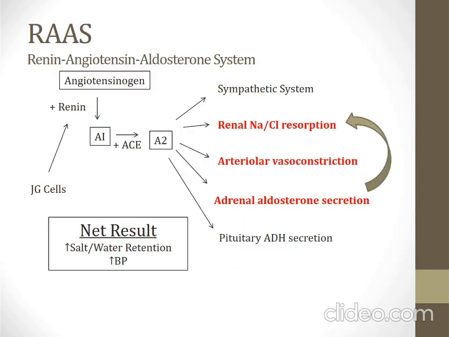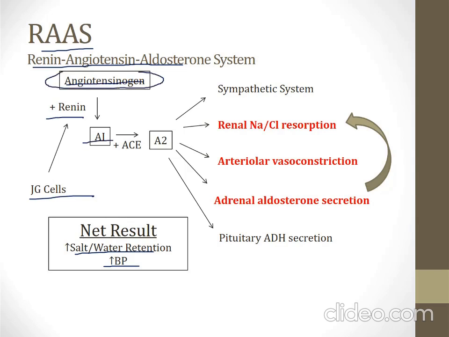Shown on this slide is my own diagram of the renin-angiotensin-aldosterone system, or the RAS. This is a system in the body that is activated by renin, and its job is to increase salt and water retention and raise the blood pressure. It is a response system in response to low blood pressure or low circulating volume. The way the system works is that JG cells release renin, which then converts angiotensinogen into angiotensin 1.